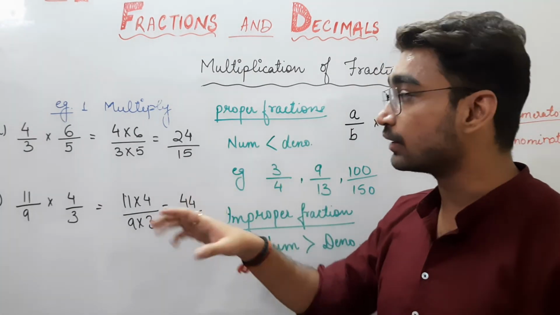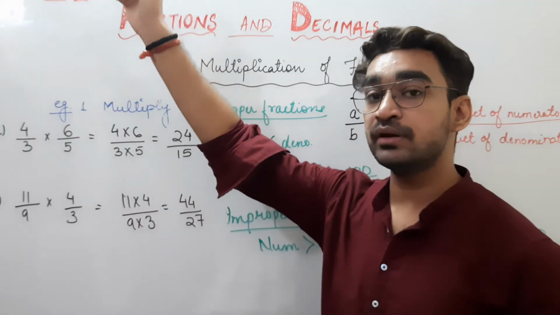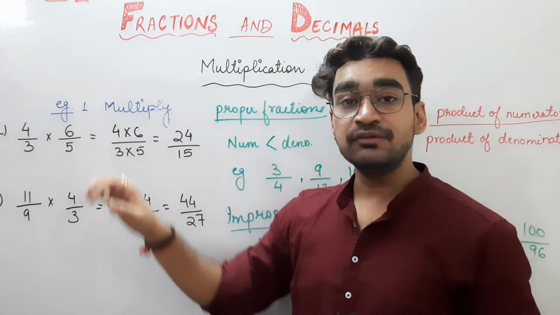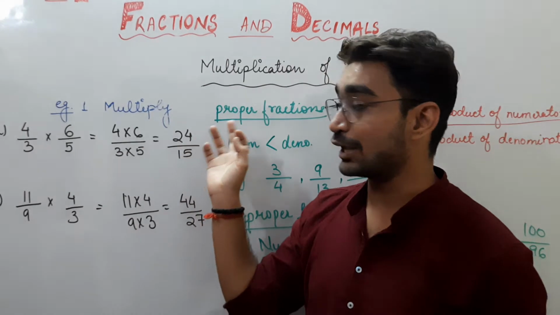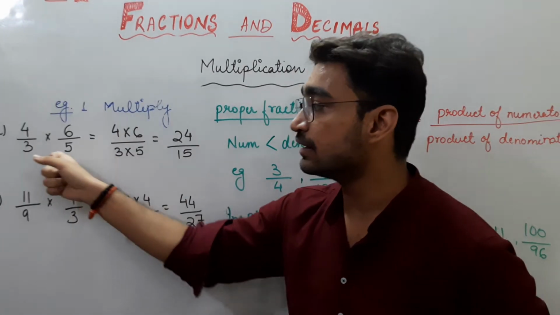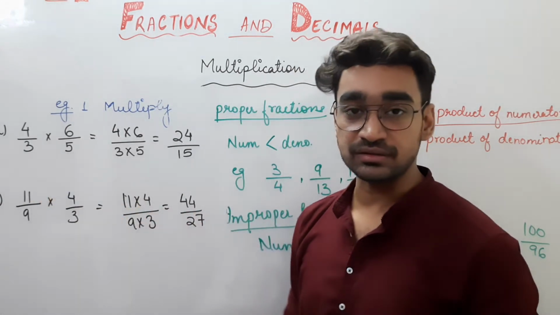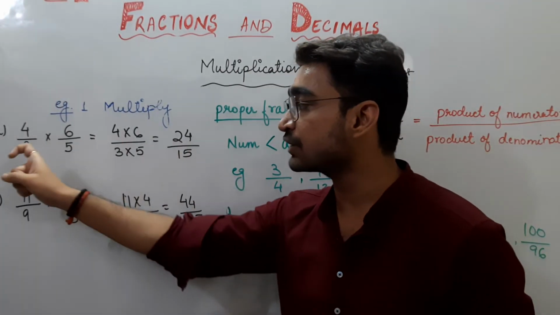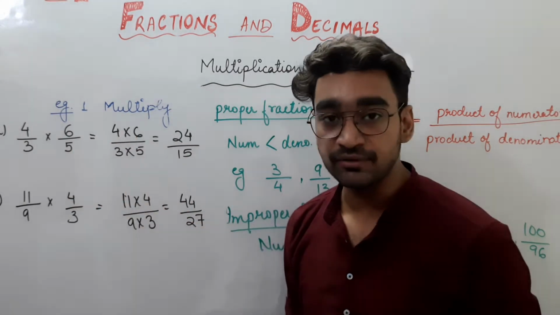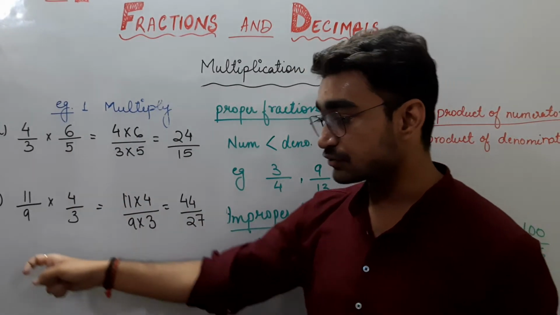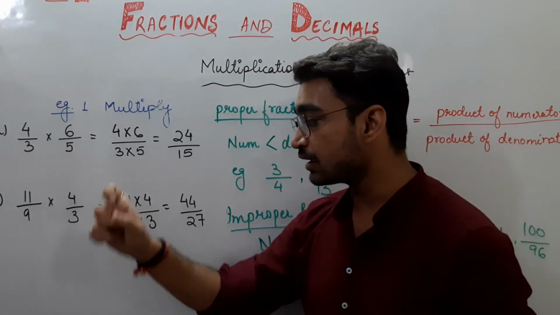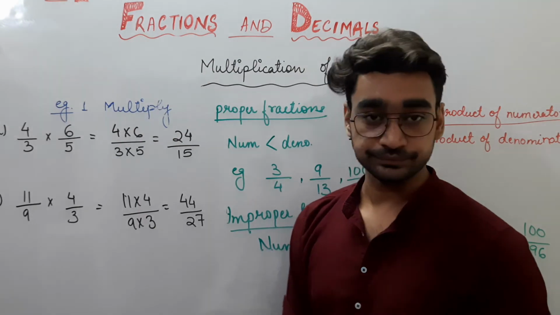Opposite of proper. In the proper case, if you remember, the resultant was actually smaller than the individual fractions, but here in the case of improper, the resultant which we are getting is actually bigger than the two individual fractions. 24 by 15 is actually greater than 4 by 3. 24 by 15 is actually greater than 6 by 5. 44 by 27 is actually greater than 11 by 9. 44 by 27 is actually greater than 4 by 3.